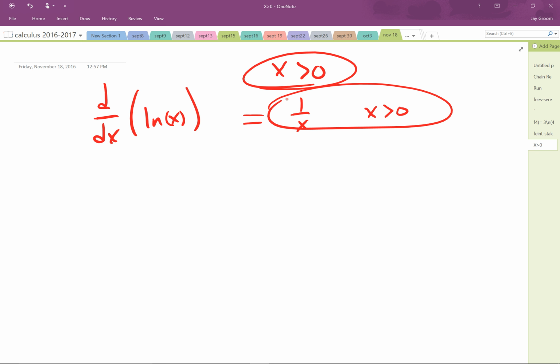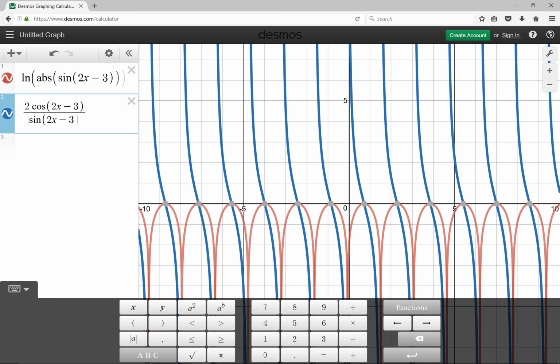But, and this is a big but, what if you had ln of the absolute value of x? Where is this one defined? I feel like everywhere except 0, eh? I don't remember what that looks like. We should go graph him.